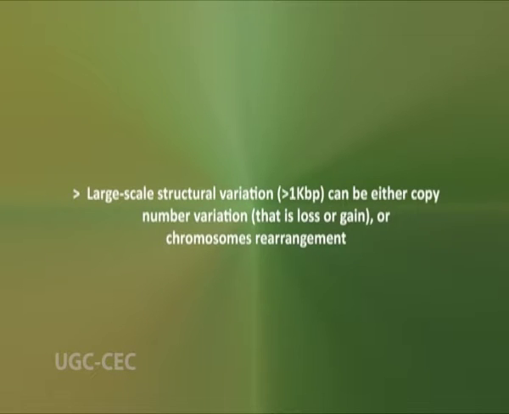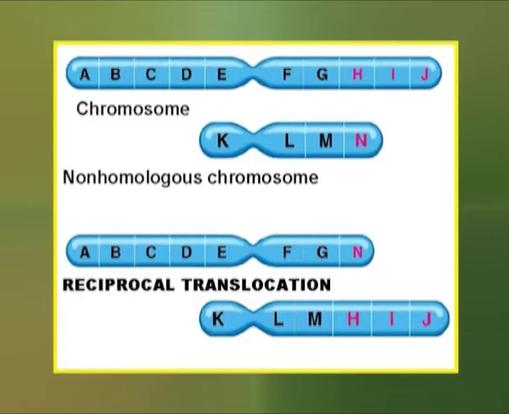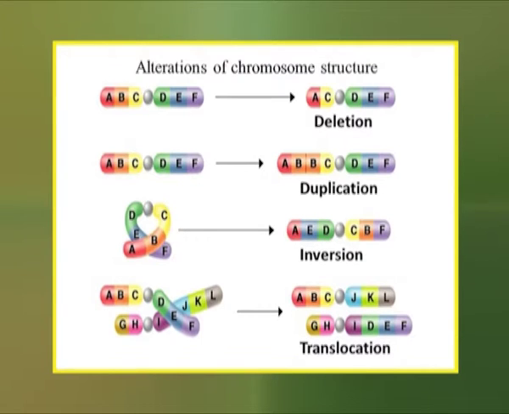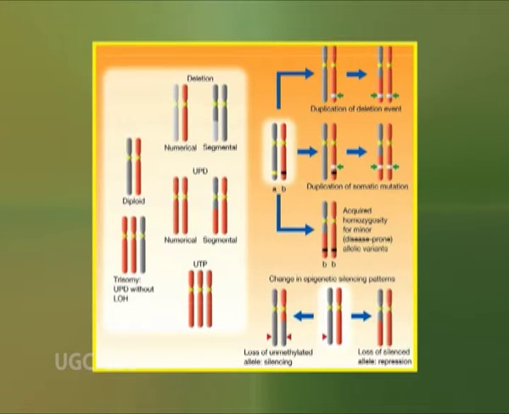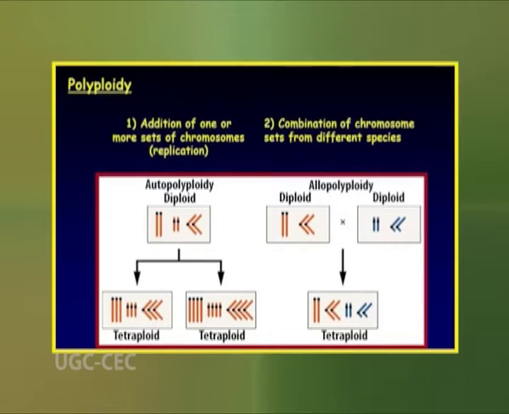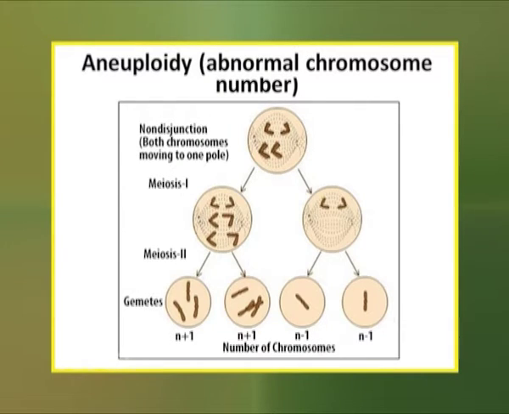Large-scale structural variation, more than 1 kilo base pair, can be either copy number variation, that is loss or gain, or chromosomal rearrangement like translocation, inversion, or segmental acquired uniparental disomy. Numerical variation in the whole chromosomes or genomes can either be polyploidy or aneuploidy.